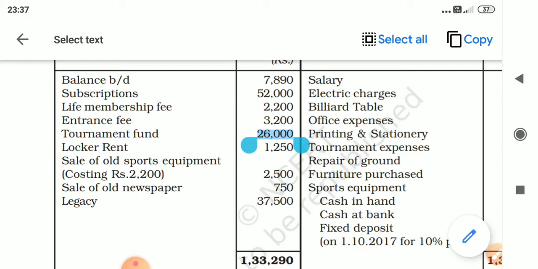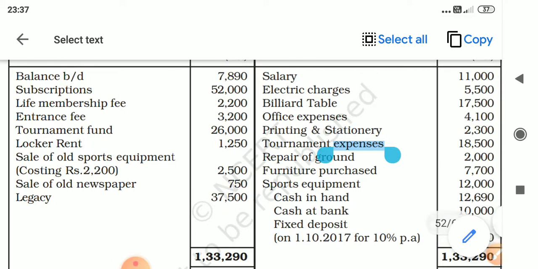Now when I say balance sheet, it is the closing balance sheet. Balance sheet as at 2017. So this tournament fund will appear on the liability side of current year's balance sheet, the 2017 balance sheet. In the inner column, liability side, you write 26,000. Now there is no income related to tournament fund. However, we have an expense here. Tournament expense is 18,500. So write 26,000 in the inner column in the current year's balance sheet minus 18,500. The balancing amount will appear in the outer column of the balance sheet.